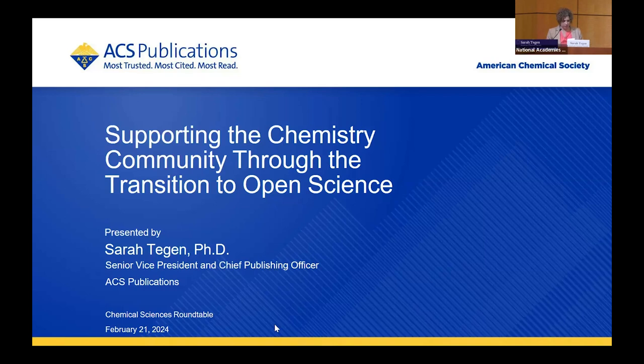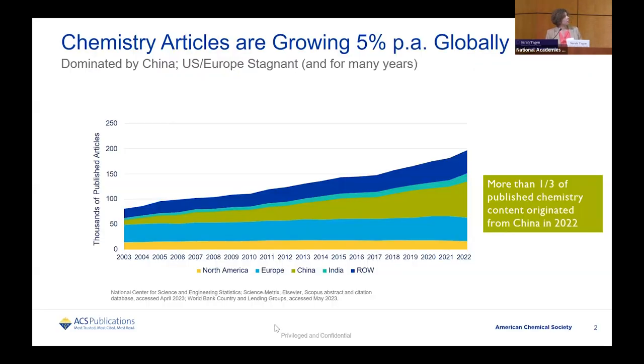But I'm going to give you a little bit of a tour about what ACS is doing around open access and open science. So I want to start with a little bit of context setting. I want to talk a little bit about global scholarship. The graph shown here shows the past 20 years of chemistry content, of chemistry articles, as indexed by Scopus. And I sourced this information from the US National Science Foundation and their National Center for Science and Engineering Statistics.